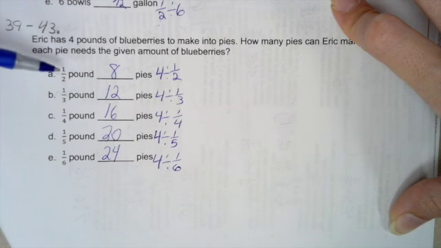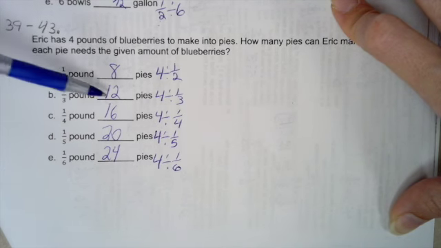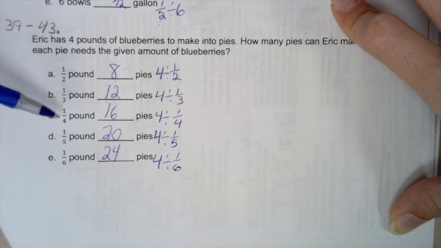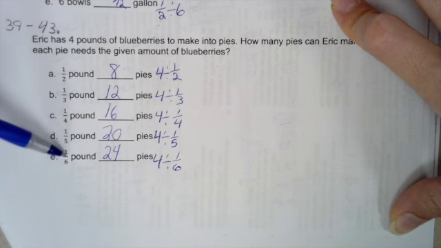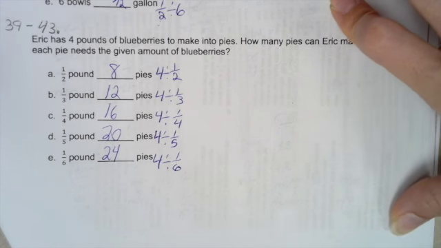So if I used 1/2 pound, I could make 8 pies. If I used 1/3 pound, I could make 12 pies. If I used 1/4 pound, I could make 16 pies. Notice the smaller pounds you use, the more pies you can make.